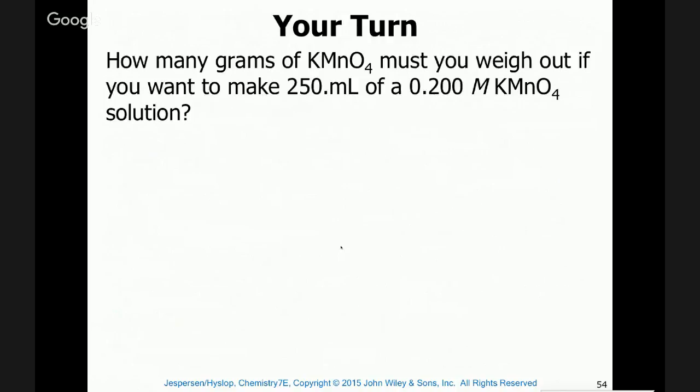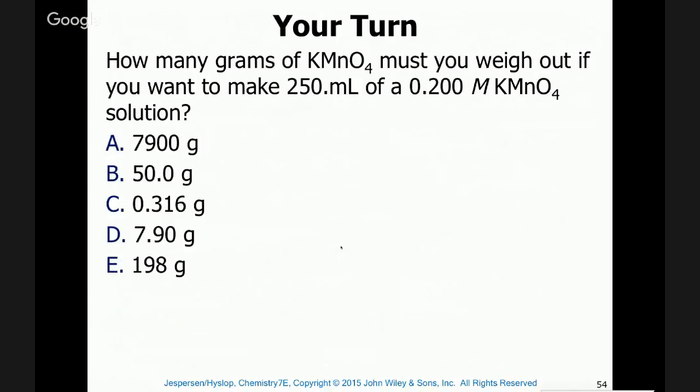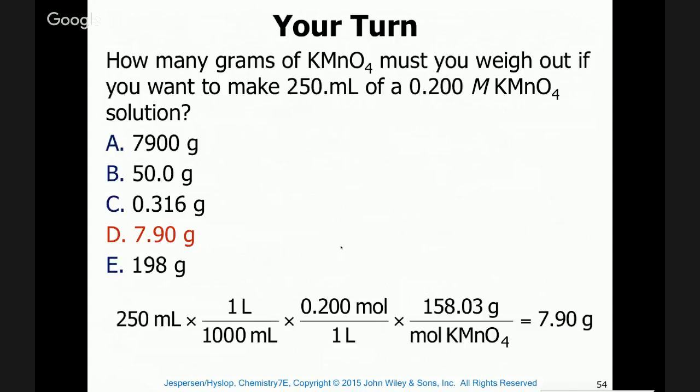How many grams of potassium permanganate must you weigh out if you want to make 250 milliliters of 0.200 molar potassium permanganate solution? So try this out. What do you get? You should get D. There's our calculation.